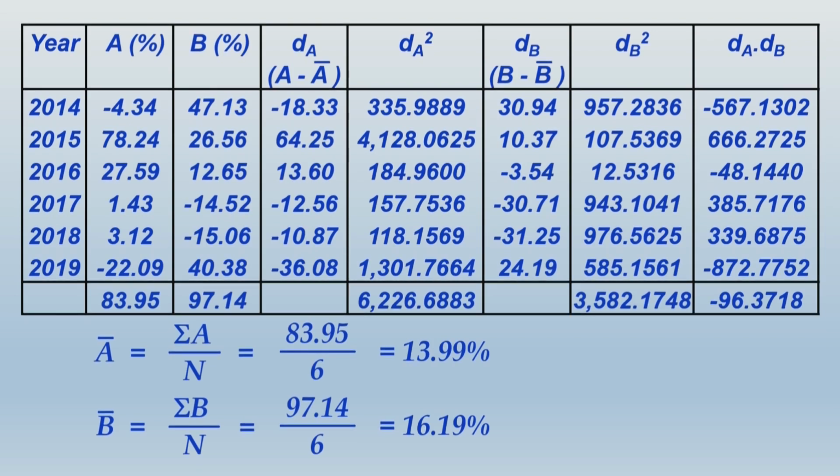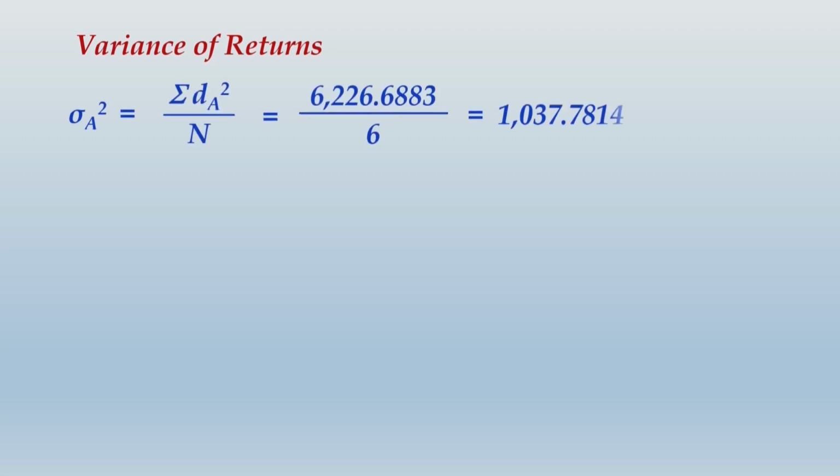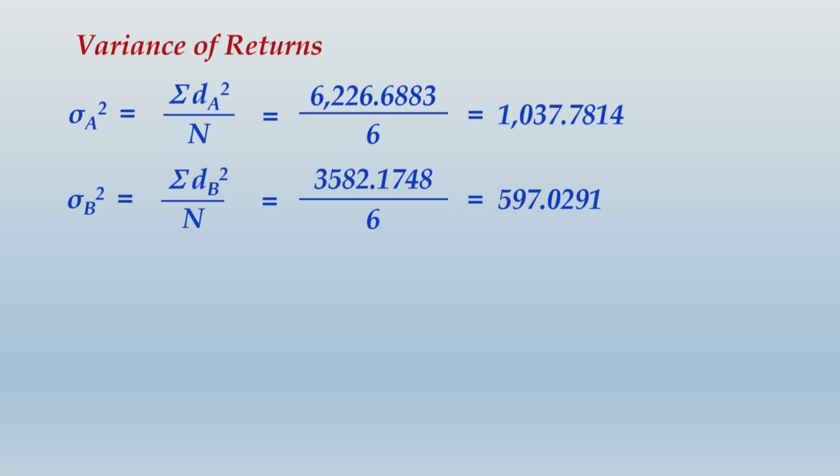Alright friends, once you have completed all these calculations, let us move ahead and continue the calculations further. The variance of returns for stock A and stock B, because it is a simple individual series, will be summation of dA squared divided by n for stock A, and that comes to 1037.7814, and similarly for stock B, that will be summation of dB squared divided by n, and that comes to 597.0291. Now both the places, don't forget that we are taking the number of years as 6 years.